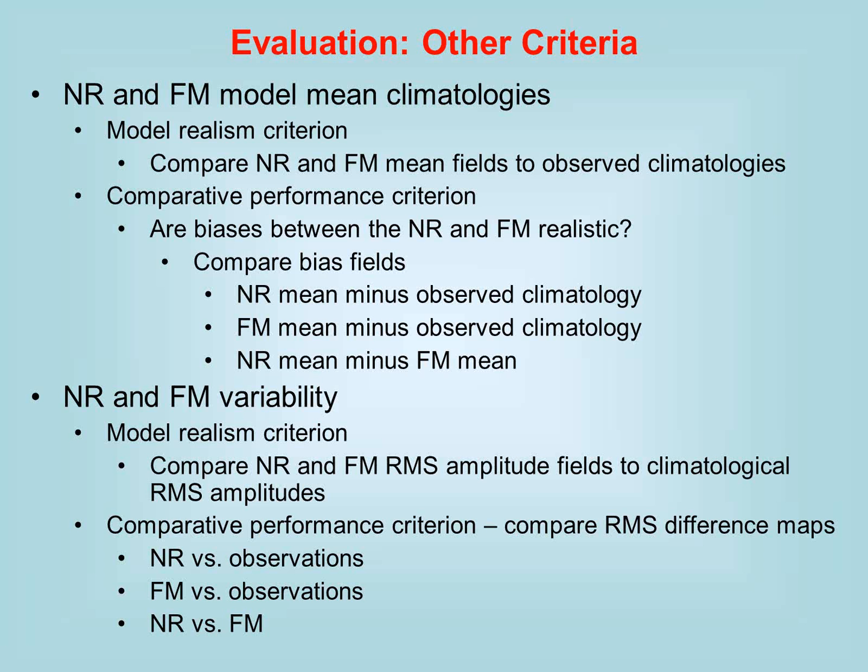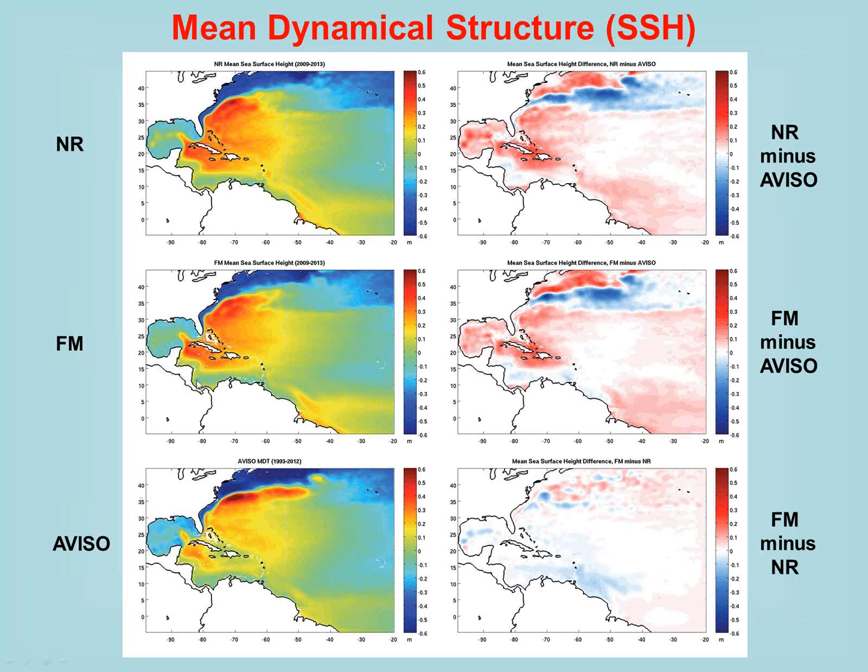So first, I'm going to look at mean dynamic structure represented by model sea surface height. On the upper left is the mean SSH from the nature run. Second down from the left is from the forecast model, and on the bottom left is the mean dynamic topography determined by observations.